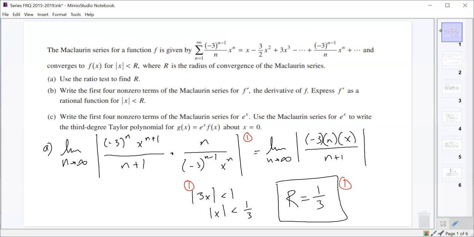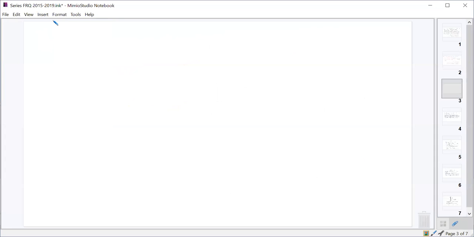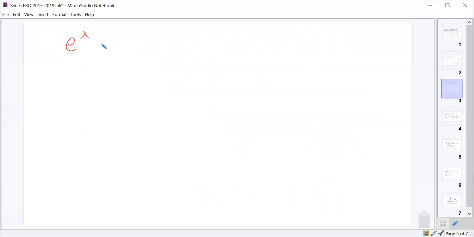Okay, part C says to write the first 4 non-zero terms for the Maclaurin series for e to the x. Oh, that part ought to be exceptionally easy. That's one that you should know, right? E to the x is the sum of x to the n over n factorial. So our first, what did it say, 3 or 4 non-zero terms? First 4 non-zero terms. You really need to have that memorized. You really need to know that one.